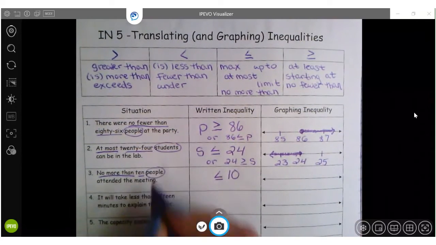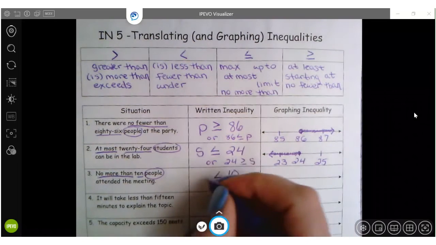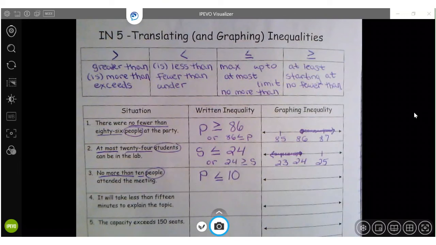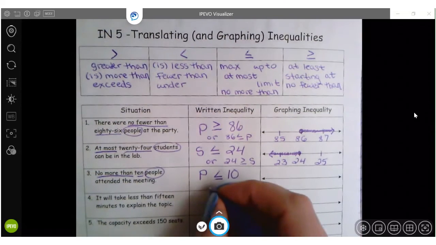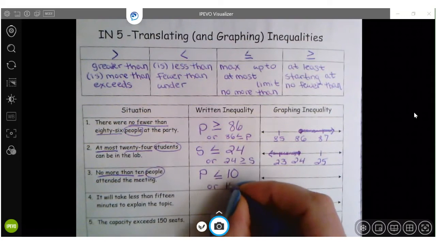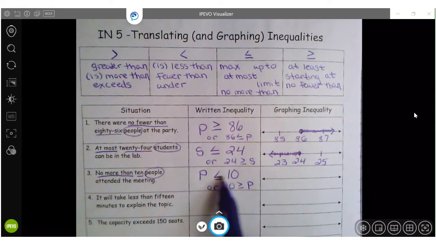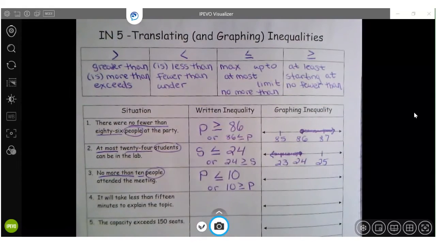And people is what my variable can represent. So I'm just going to use P again for people. So the number of people, or P, has to be less than or equal to 10. Or I could switch it around and say 10 is greater than or equal to P. But again, I want to write it like this first if I use those keywords to help me.